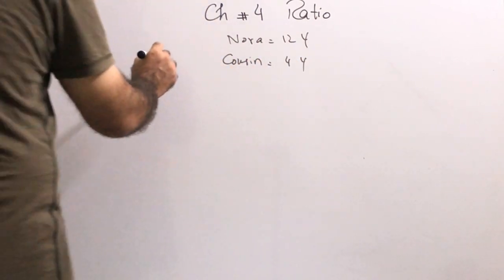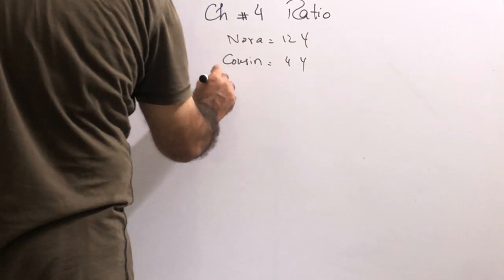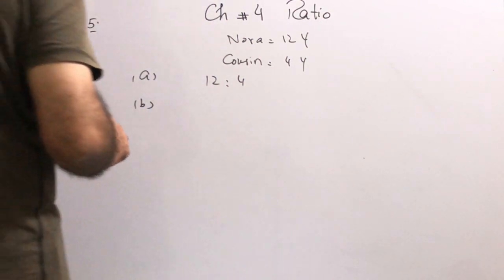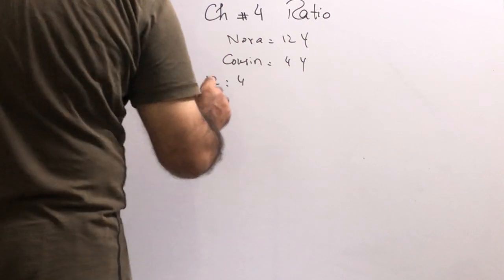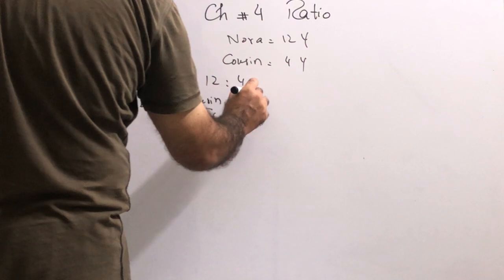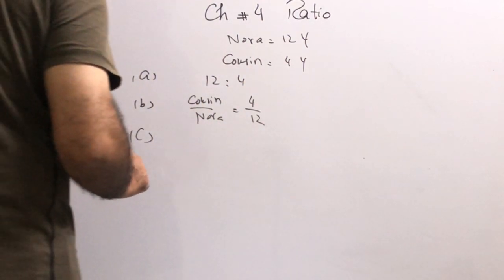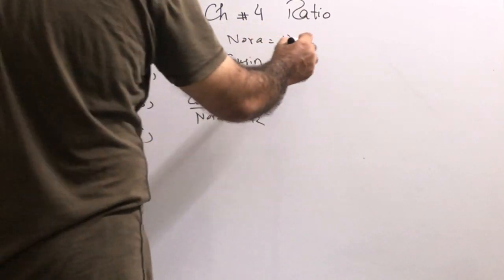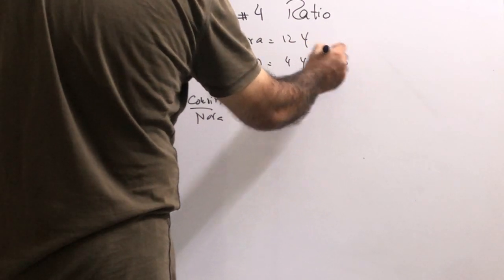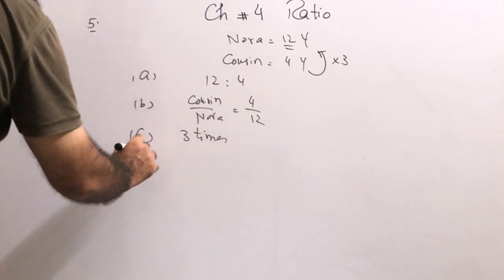Okay. Number A, we need to find the ratio of Nora's age to her cousin's age. It is 12:4. This is the answer for A. Number B, Nora's cousin is dash over dash as old as Nora. Cousin over Nora. Okay. Cousin is how much? 4 over 12. Part C is Nora is dash times as old as her cousin. Nora is 12, cousin is 4. If we multiply 4 with 3, then we get 12. So Nora is 3 times older than her cousin.